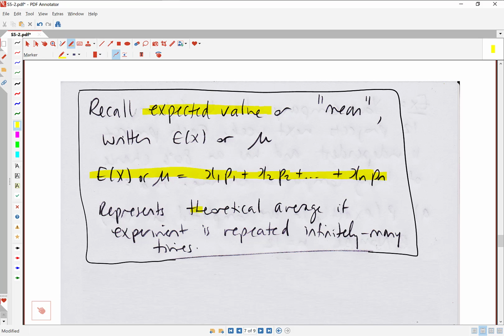It represents the theoretical average, with average being the key word here, if the experiment is repeated infinitely many times. You could imagine doing something like rolling a die, say 1,000 times, and just averaging your different rolls. That would give you a pretty good indication as to what your expected value of a roll is. But theoretically, you're taking that average over infinitely many trials rather than just 1,000 trials. So expected value gives you a really good sense of what the average outcome of an experiment is going to be. Now let's see how this relates to the binomial experiments that we've been talking about in this video.